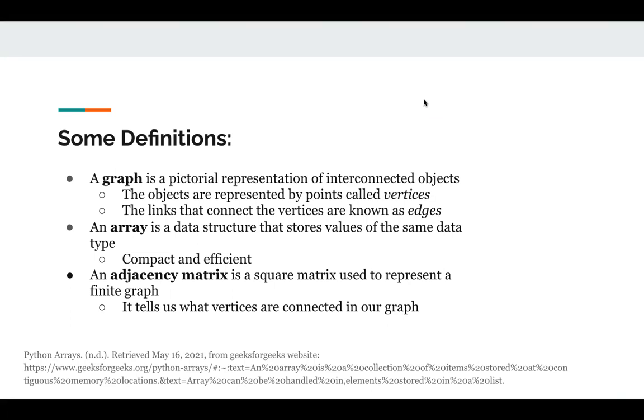An adjacency matrix is a square matrix used to represent a finite graph. It tells us what vertices are connected in our graph.